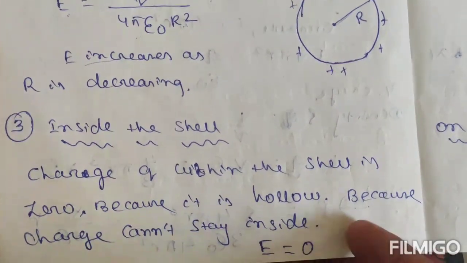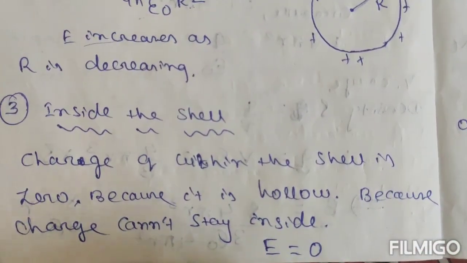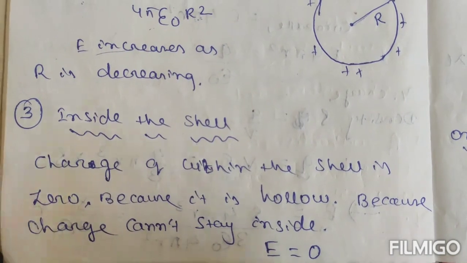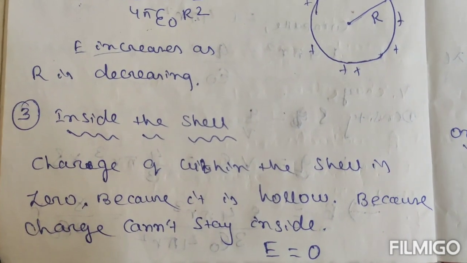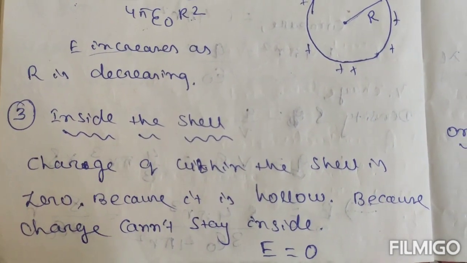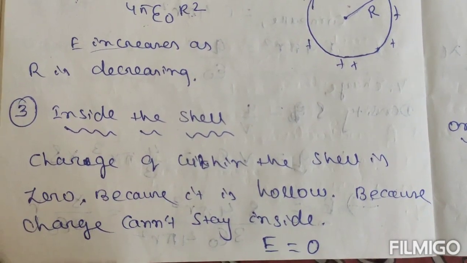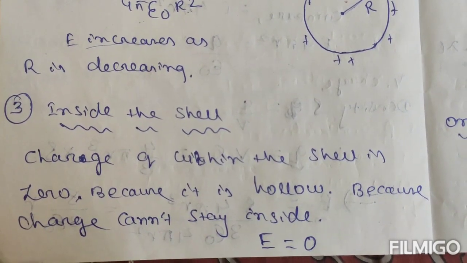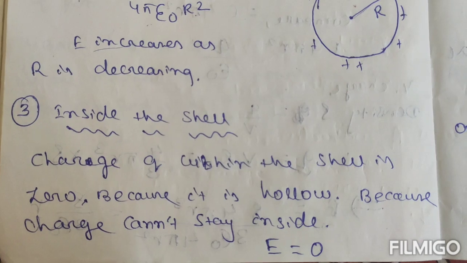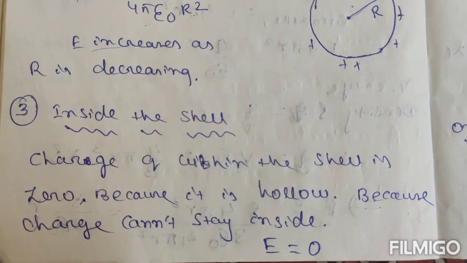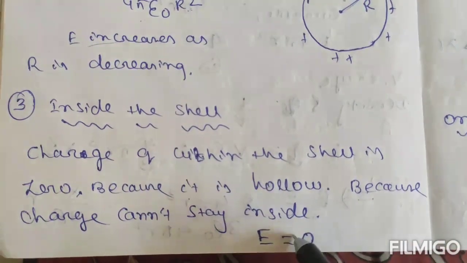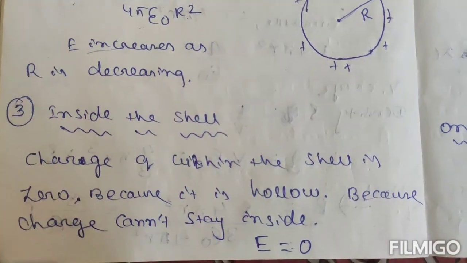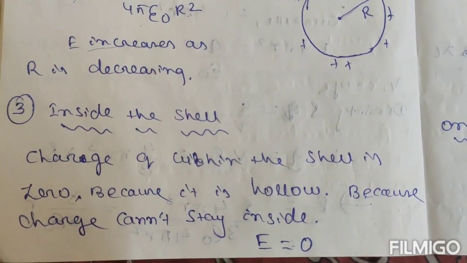Now let us find out the inside of a shell. You know it very well, the shell is hollow inside, so no charge can stay inside. As no charge will stay inside, what should be your electric field? Your electric field is 0. You can write down the note by pausing the video.